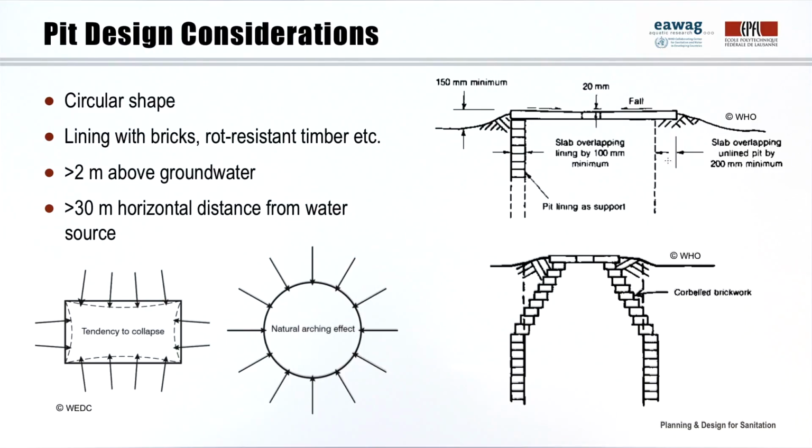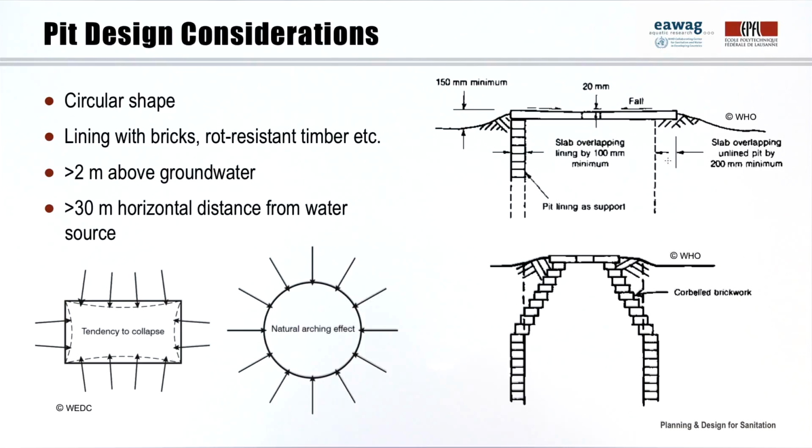Now let's look at some general design considerations for single pits. Pits may be circular or rectangular in plan, as shown on this image. Round pits are more suitable because the earth pressure is evenly distributed, creating a natural arching effect. Rectangular pits have a tendency to collapse. Typically, a pit is at least 3 meters deep and 1 meter in diameter.